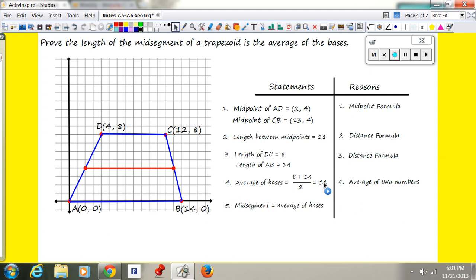And then the average is 11. So that's just 11 equaling 11. So the mid-segment is the average of the two bases. We just proved that this middle segment is the average of those two bases.